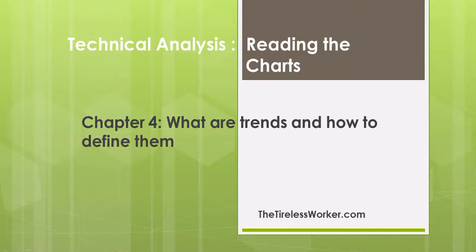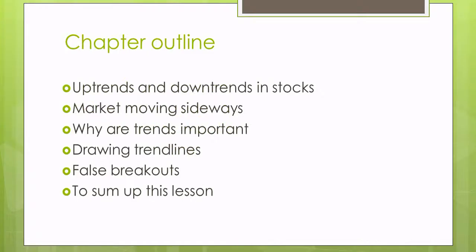Now we are moving on to chapter 4. What are trends and how to define them? Here's a chapter outline for chapter 4. We'll begin by looking at uptrends and downtrends in stocks, followed by market moving sideways. Why are trends important? Drawing trend lines, false breakout, and finally the sum up of the lesson.